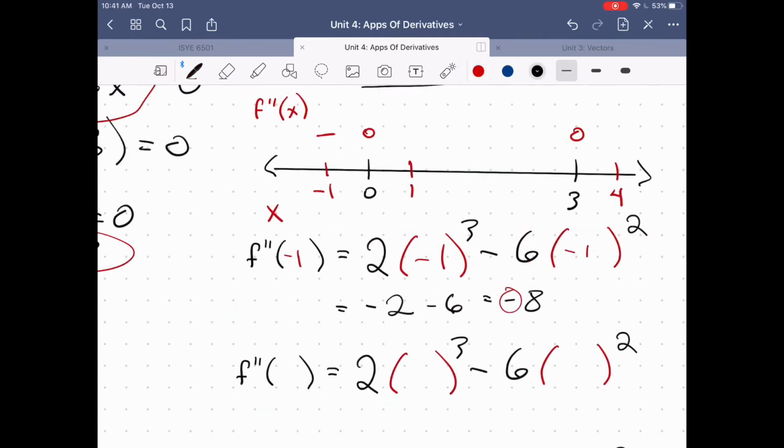Now we can do the same thing with that second new point of 1. So I want to do f double prime of 1, and I'm just plugging 1 into that second derivative formula.